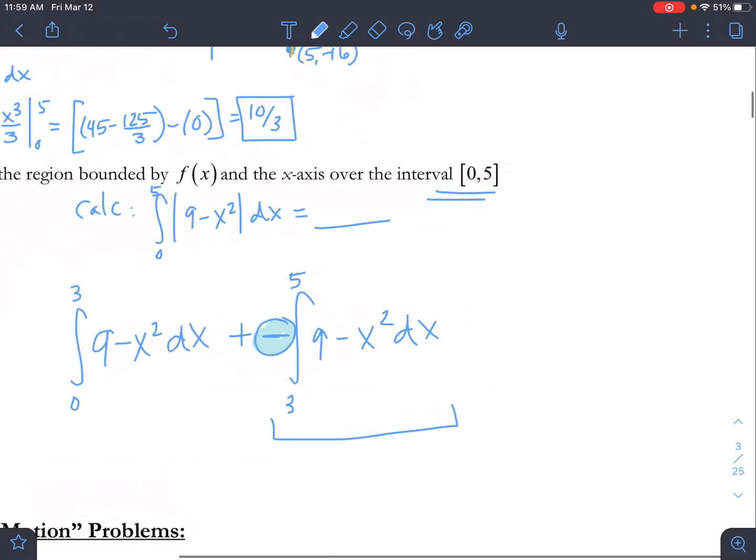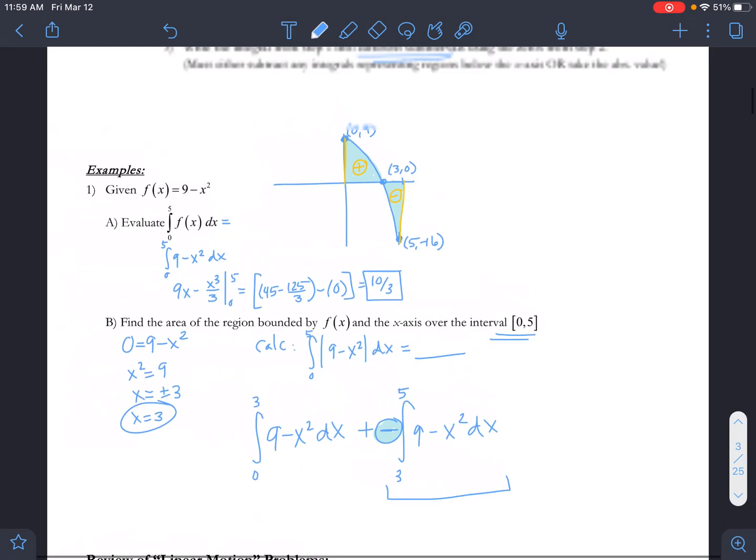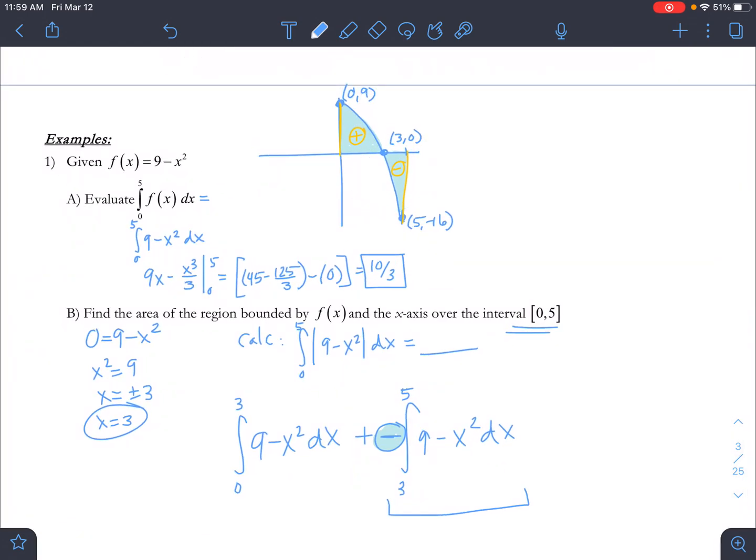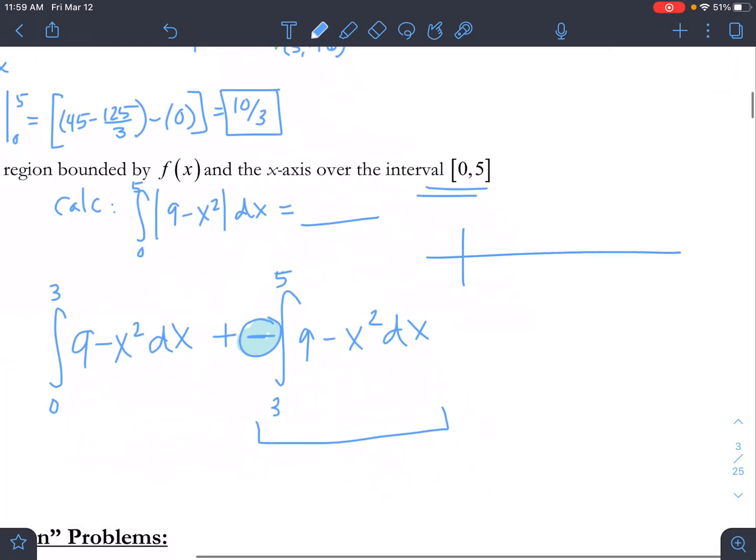Let's say we didn't have a picture. Okay, so if we didn't have this graph where we knew this is the negative part, what you would do is make a little sign chart for yourself from 0 to 5. You would fill in any x-intercepts, aka 3, and then just plug in something. So 9 minus x squared. 9 minus 1 squared would be positive. 9 minus 4 squared would be negative.